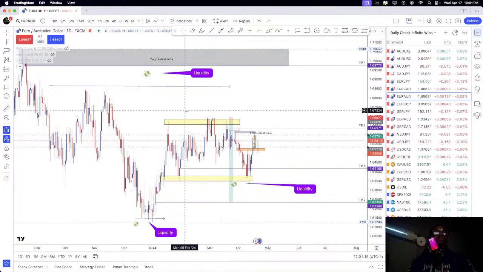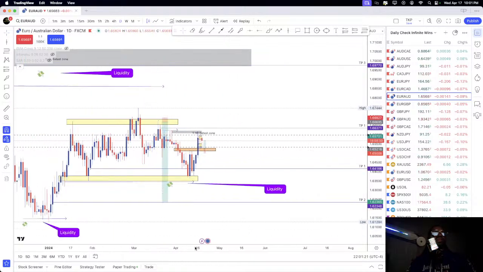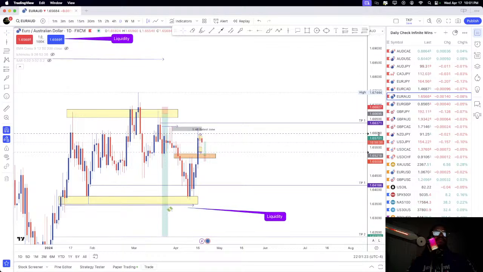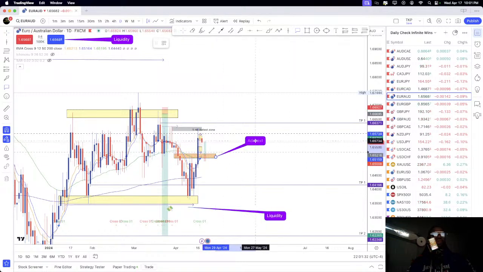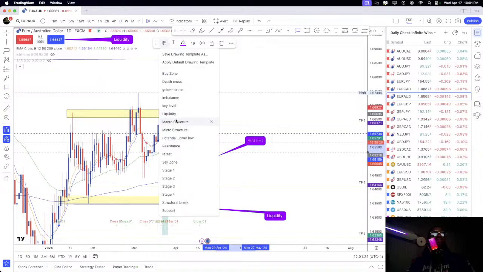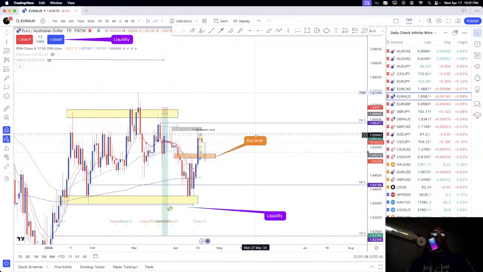Let's see. Yeah, okay, cool. Everything is looking at this area as far as the time frames that we're looking at. So at this point, this will be a key level of structure. We really need to pay attention to what happens there.